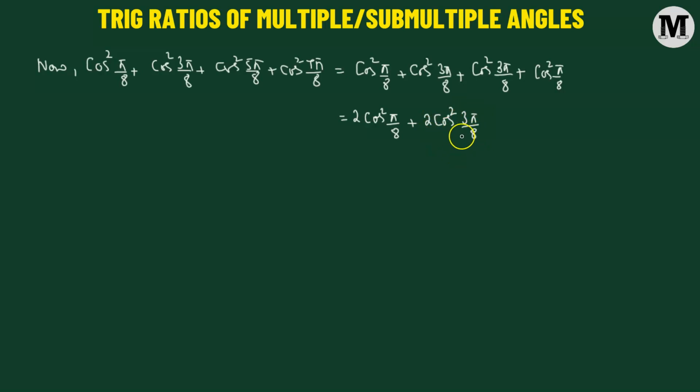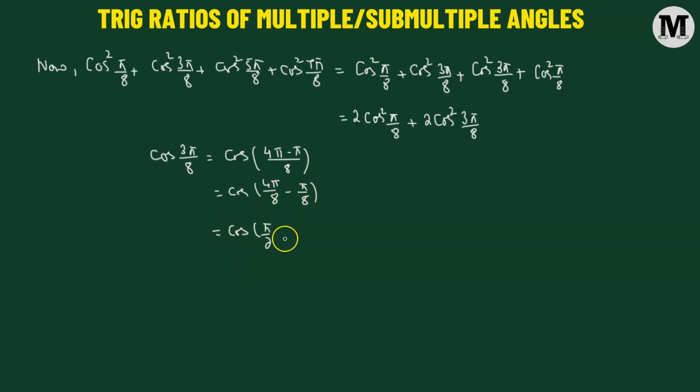However, we can further simplify cosine squared 3 pi over 8. So let's work with it. Let's start with cosine of 3 pi over 8. This can also be expressed as cosine of, now in place of 3 pi, we're going to rewrite this as 4 pi minus pi divided by 8, which is going to give us cosine of 4 pi over 8 minus pi over 8. Now 4 pi over 8 becomes pi over 2. So we have cosine of pi over 2 minus pi over 8.